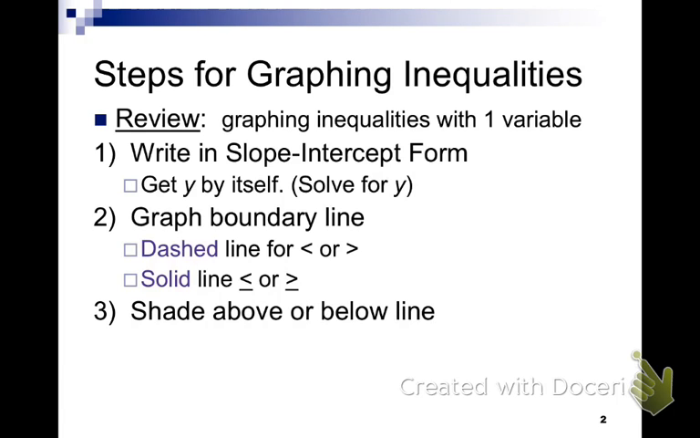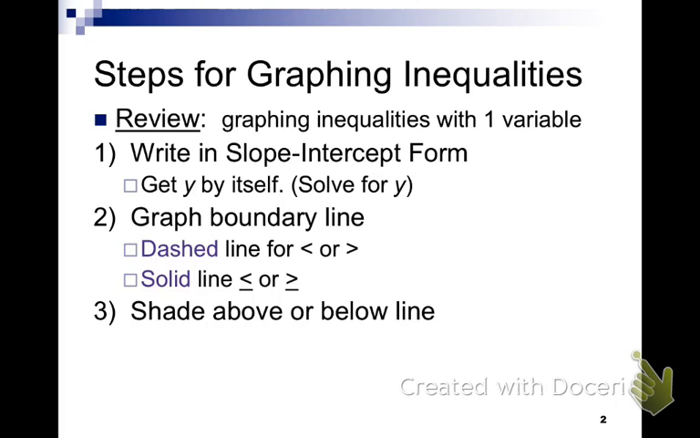And then you shade above or below the line. Easiest way to do this is if it's greater than, you want to shade above the y-intercept. Always look for the y-intercept. That's the easiest reference point, especially whenever you get a line that is very steep and is getting closer and closer to being like an x equals, or a vertical line.